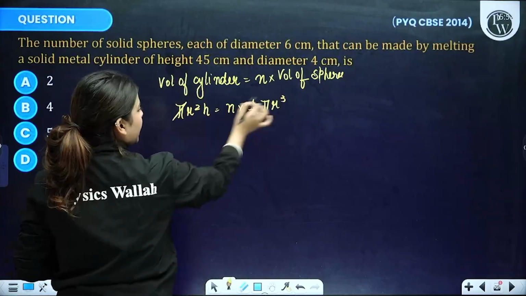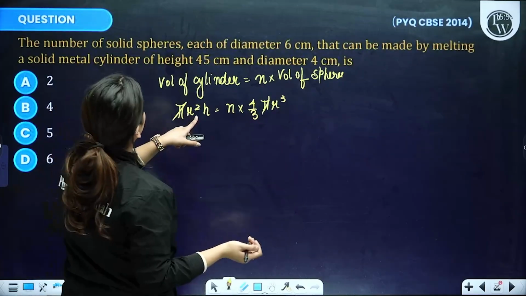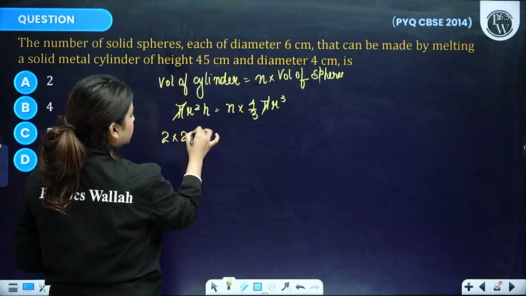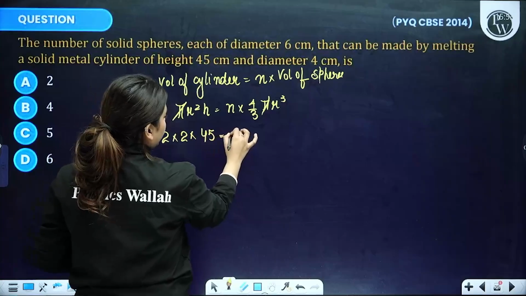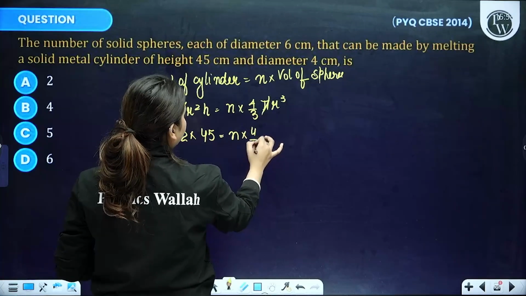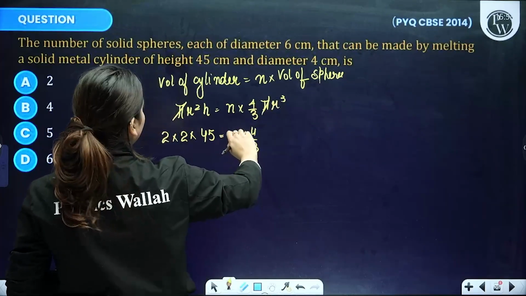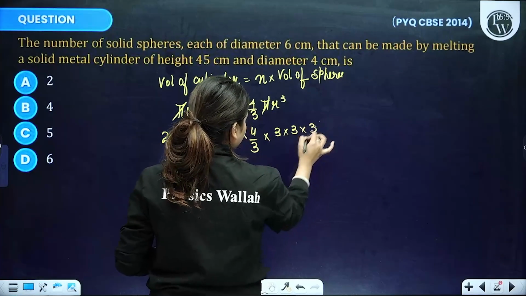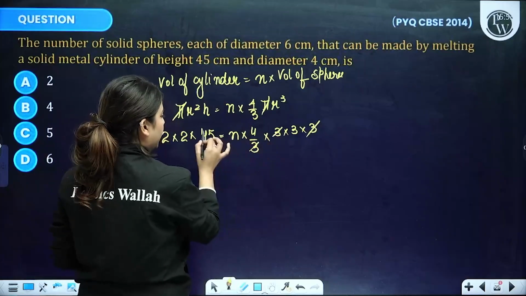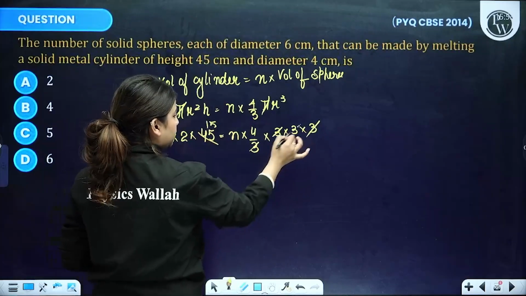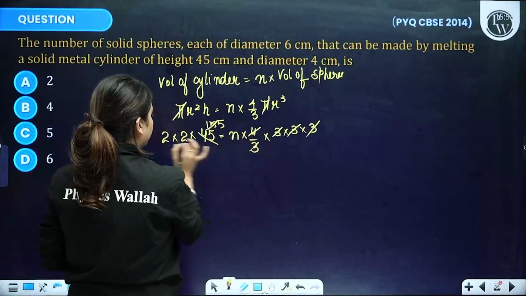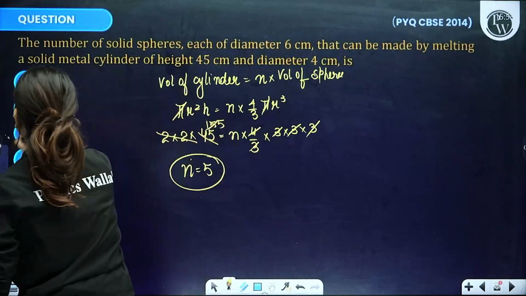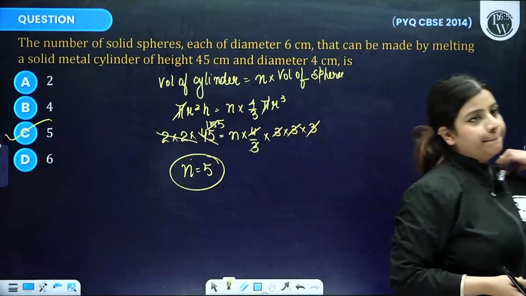So pi and pi can get cancelled out from here. The diameter of the cylinder is 4 centimeter, so the radius will be 2. Height is 45. N into 4 by 3 r cube. The sphere's diameter is 6, so the radius is 3, and it is 3 into 3 into 3. 3 and 3 get cancelled out. 3 ones are 3, 3 fives are 15, 3 again, 3 fives are 15. 2, 4, 2. So how many shots? 5 shots can be made.